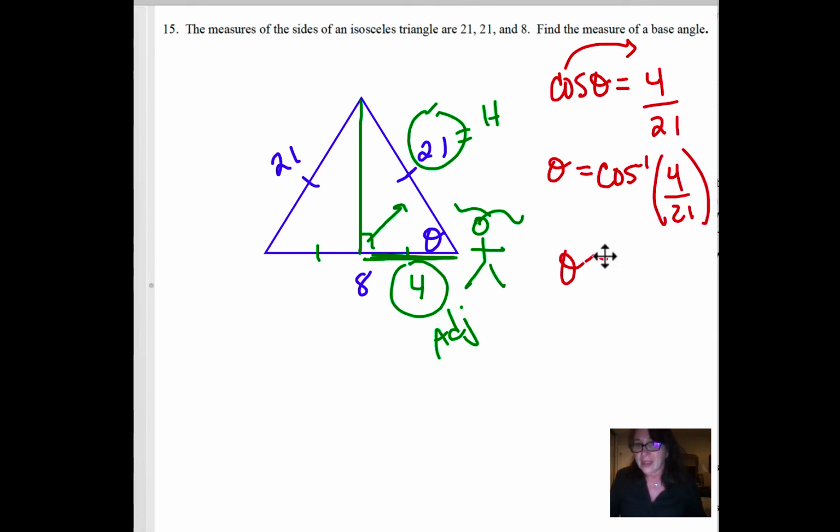So theta is going to be about, because I am going to round, use your calculators, you guys. You got to go second cosine. So that's the arc cosine, that inverse function, is above the regular cosine. So you're going to go 4 divided by 21, and you get about 79. So I get about 79 degrees. And so that's the measure of this base angle right here, 79 degrees, which this is also the same value.